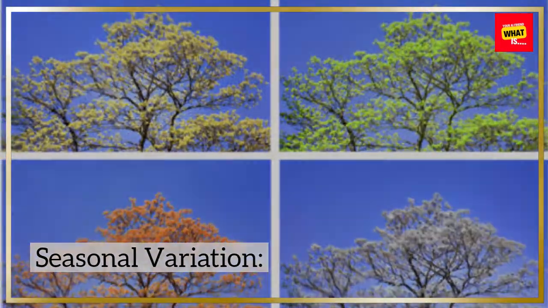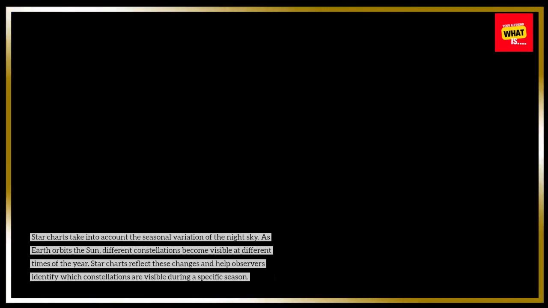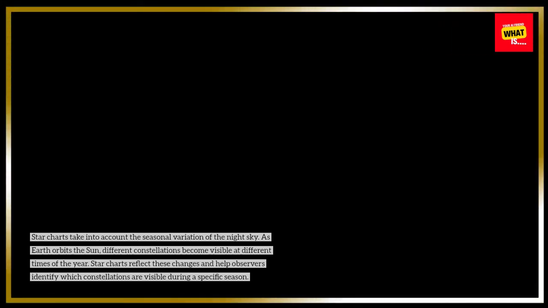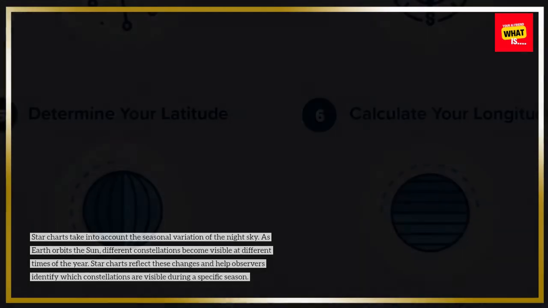Seasonal variation. Star charts take into account the seasonal variation of the night sky. As Earth orbits the Sun, different constellations become visible at different times of the year. Star charts reflect these changes and help observers identify which constellations are visible during a specific season.